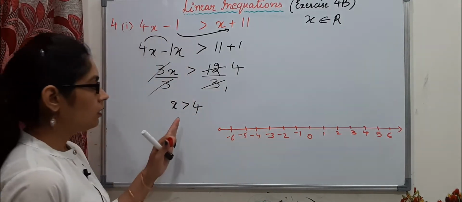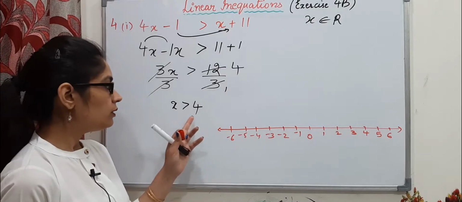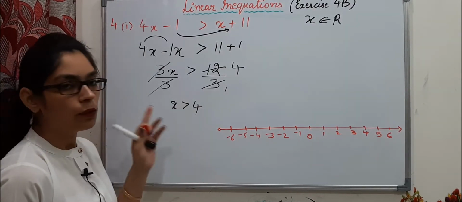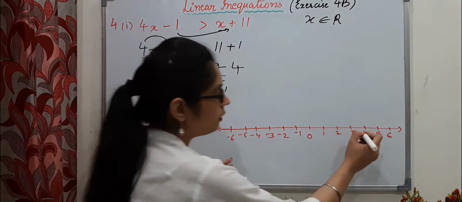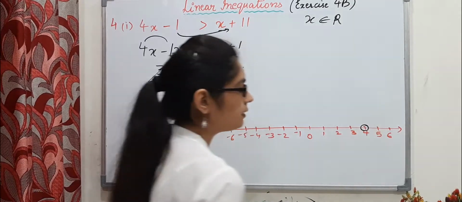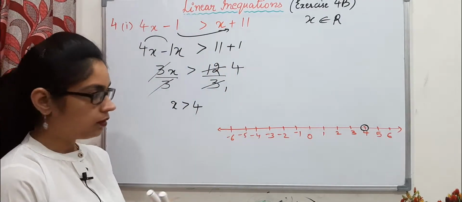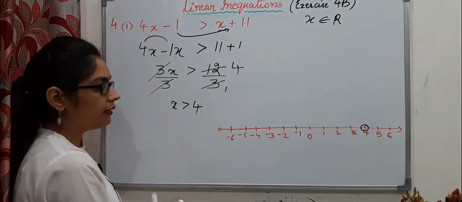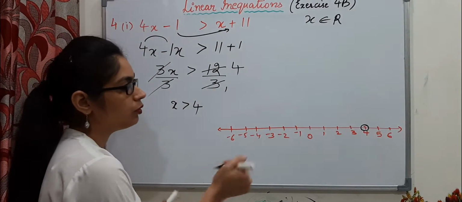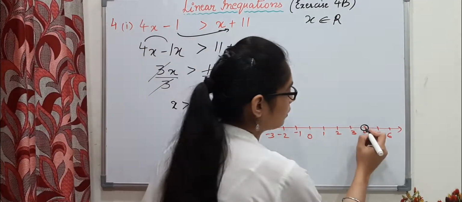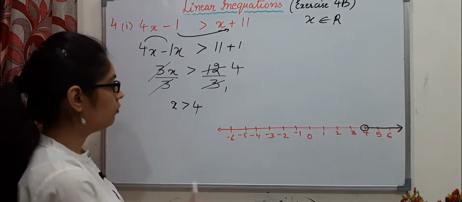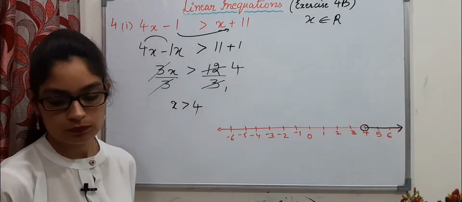minus 6. So first step, like I have told you, the number is 4 and only one sign, the equality sign is not there. So on 4 I will just draw a small circle, because when the equality sign is there, in that case we will draw a dark dot. So here only this sign, greater than, x is greater than 4. So greater than, I have told you we have to go towards the right side. So this is the graphical representation of x greater than 4.